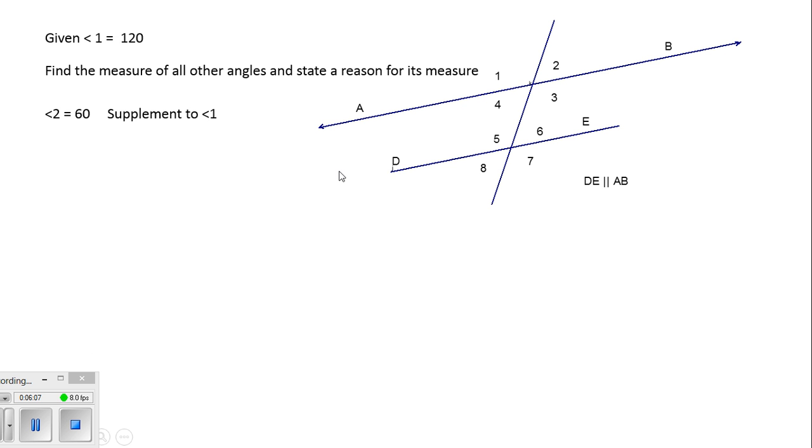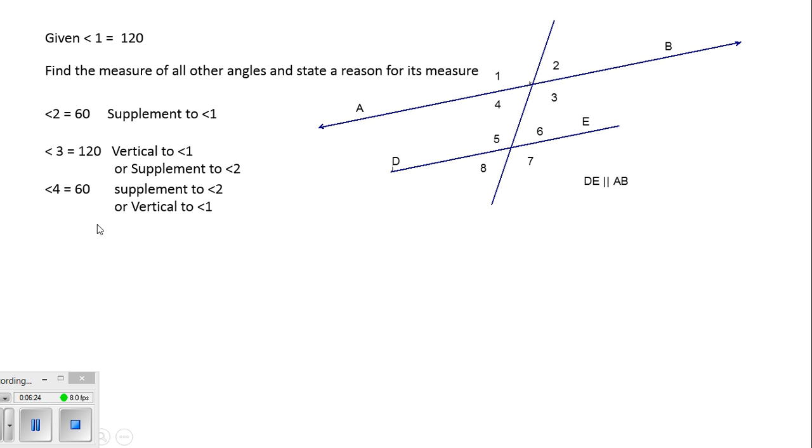Here, we're going to outline it all for you. 2 is 60. Why? It's a supplement to 1. Always be able to determine why, right? 3 is vertical to 1, and therefore the same as 1. It's also supplemental to 2, so either way you look at it, it's 120. 4 is 60. Why? A couple of reasons: vertical to 2, supplemental to 1, supplemental to 3. A number of reasons, right?